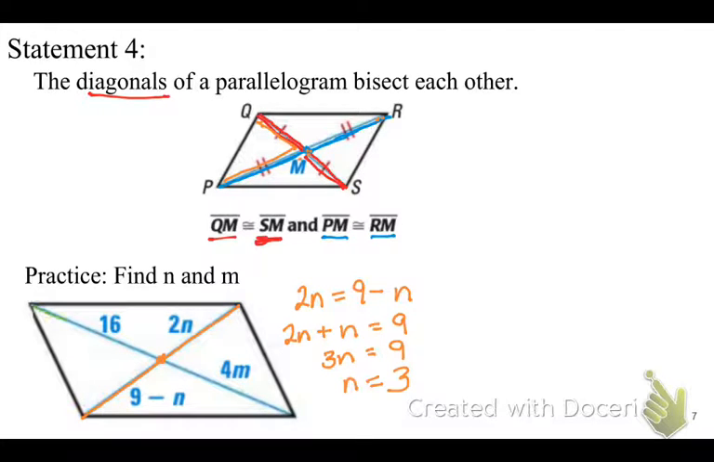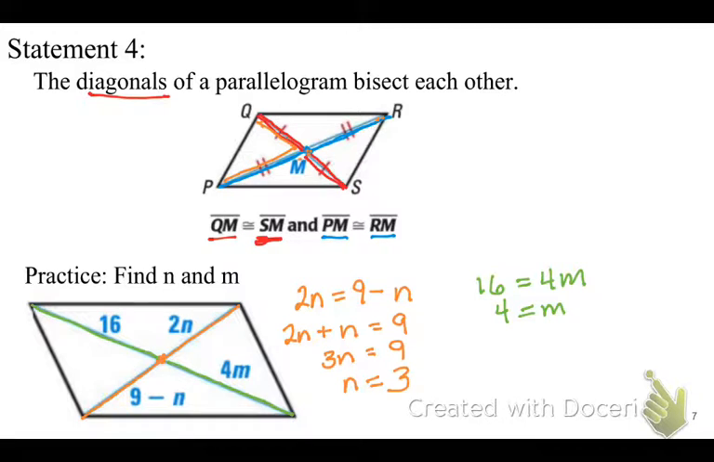the half of this diagonal is congruent to this half of the diagonal by that statement. So we know that 16 is equal to 4m. Divide both sides by 4, and we get 4 equals m.